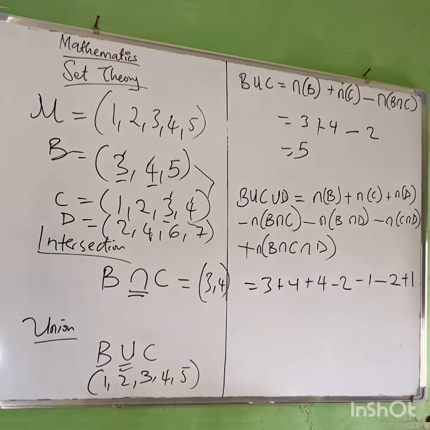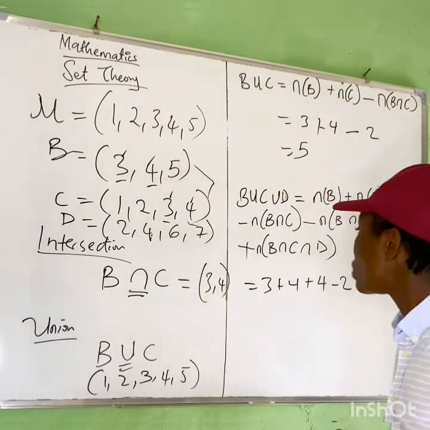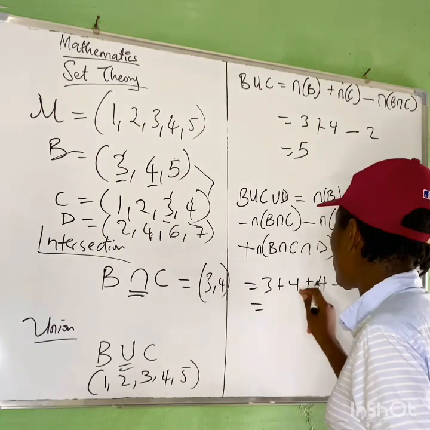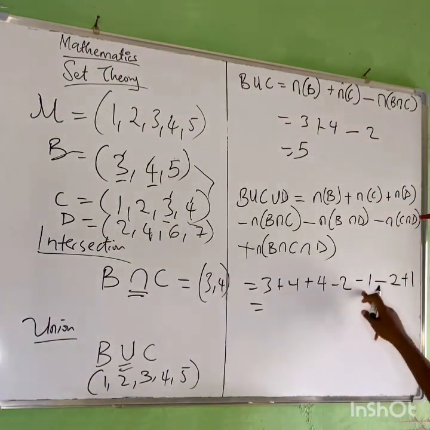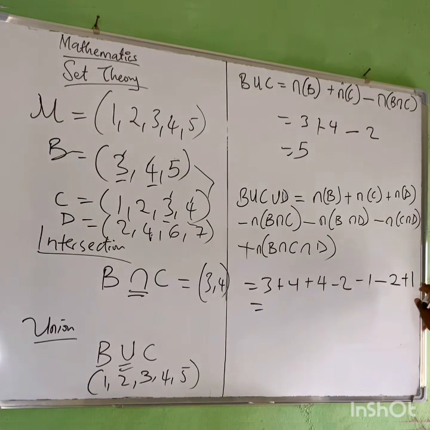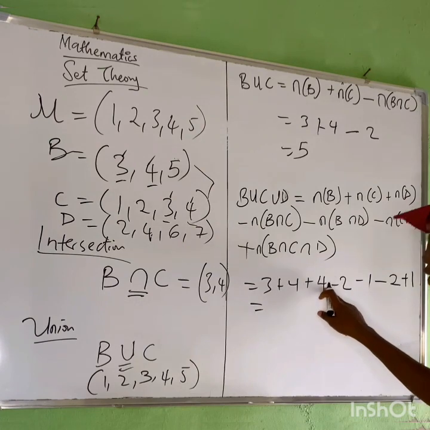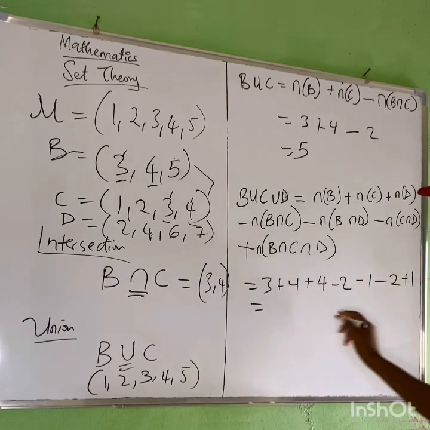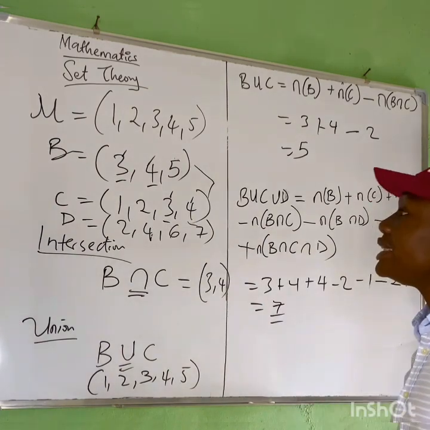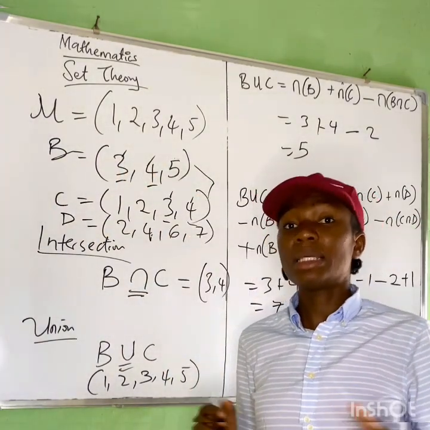By the time we have subtracted all this and added, we're going to have the number of elements when we are uniting the 3 sets together, okay? So we're going to be having what? 3 plus 4 plus 4, minus 2, minus 1, minus 2, and then plus 1. So that's going to give us what? 11. Minus 2, we are left with 9, minus 1 is 8, minus 2 is 6, and then plus 1 is 7. So when we unite these 3 sets together, we're going to have 7 elements. So let's try it.